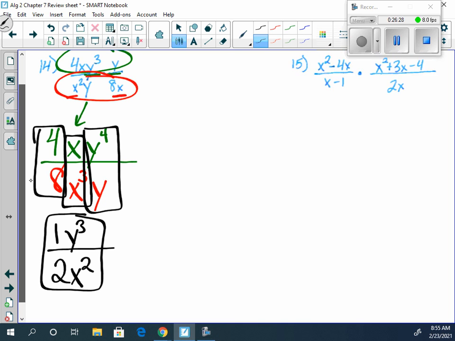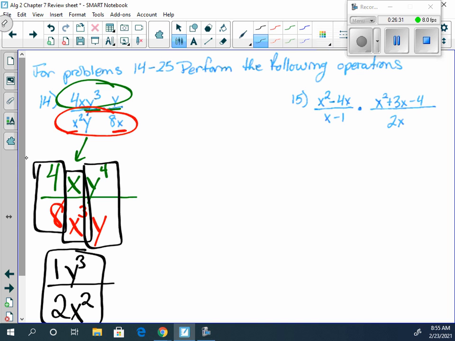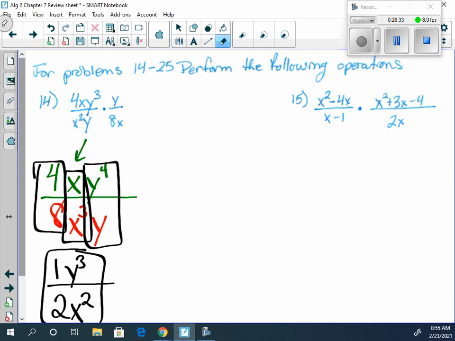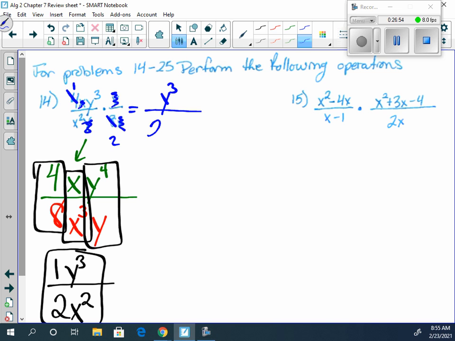Now the other way we could have gone about this is just canceling like terms. When I looked at this here, we could see that this y and this y would cancel. This x and this x would cancel. And 4 divided by 8 would be 1 over 2. The only thing left on top is y to the third. The only thing left on bottom is 2x squared. So that's another way we can do it, and we can do it in either one of these two forms here.